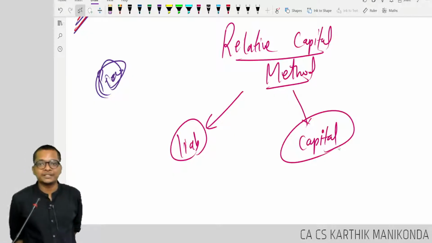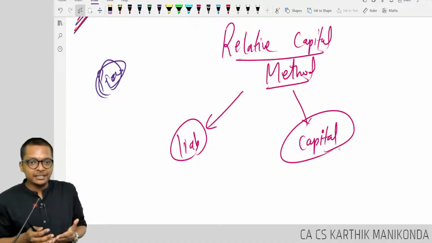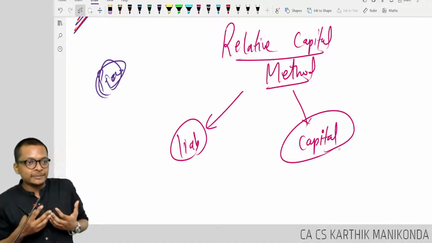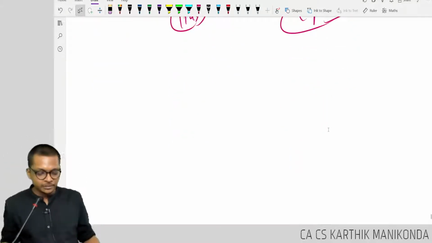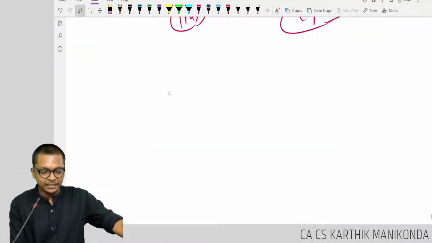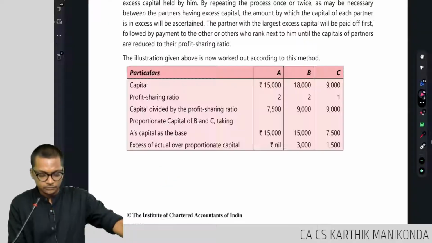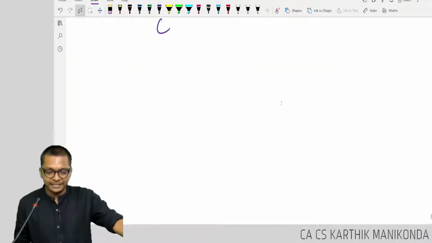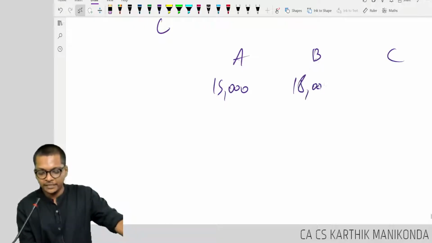In maximum loss method, what assumption we did? We assume that this is the last payment and then we found out what was the maximum loss and share that loss. Correct? Here, we are going to do a different concept. Let's take the illustration given in the book first before I go to the sum. I have three partners A, B, C. Their capital is 15,000, 18,000 and 9,000. A, B, C. How much, guys? 15, 18, 9,000. It's an illustration in the book.